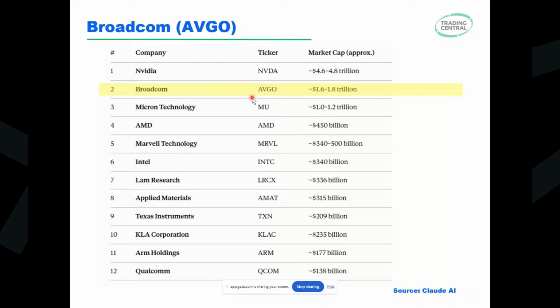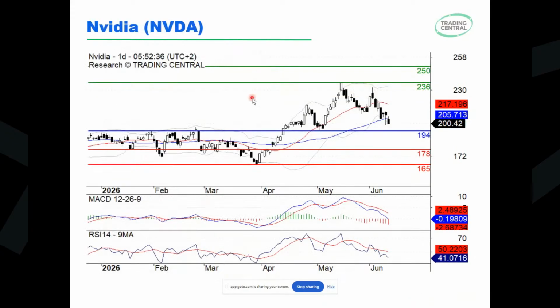That's why last week when it went down, it dragged along all other chip stocks. Now, NVIDIA's record high is 236, back in May. Okay, you can see that it consolidated alongside the broader market.